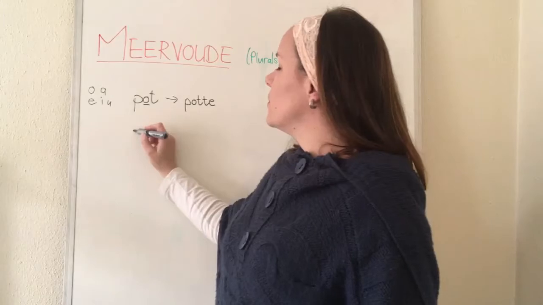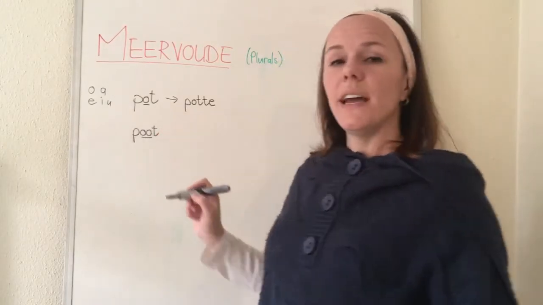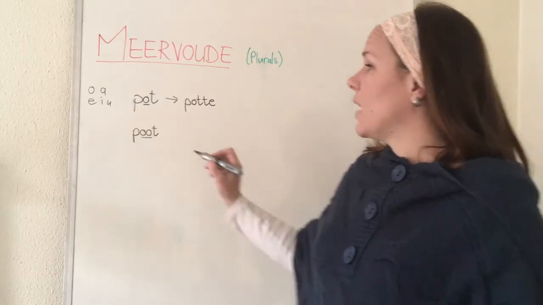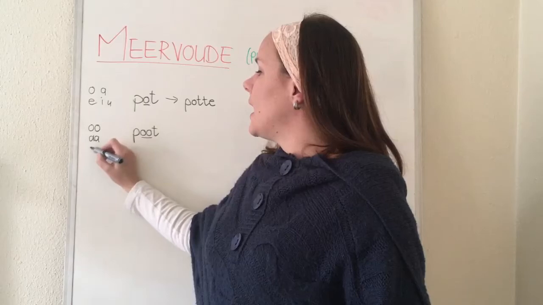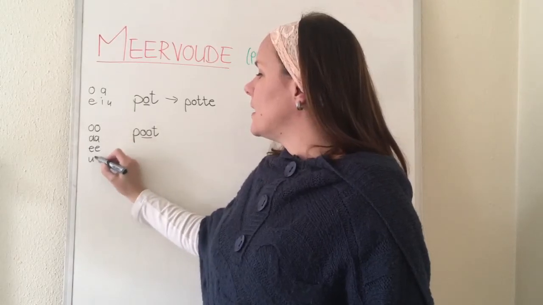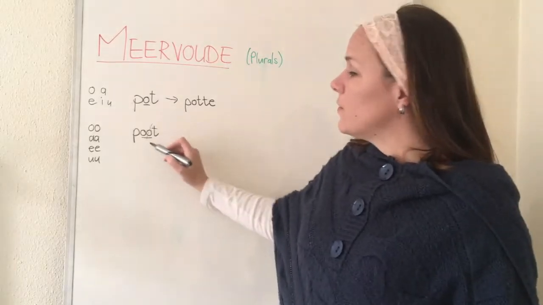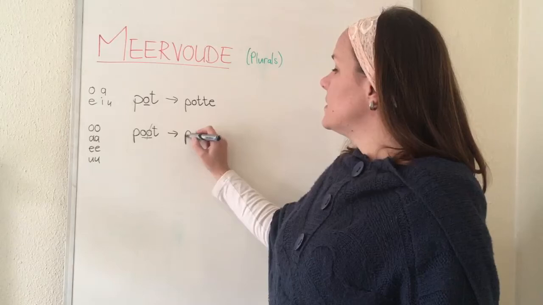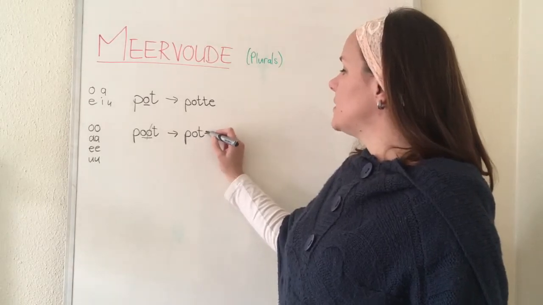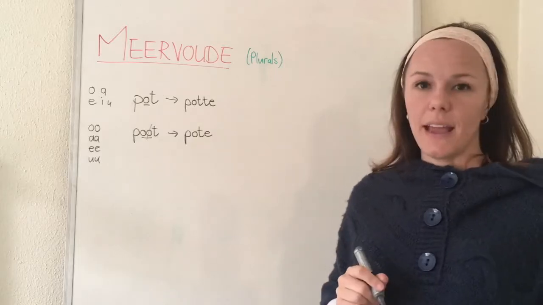The next rule is when we have twin vowels. That's when we have 2 of the same vowels next to each other, like a double O, double A, double E, and so on. And the rule there is that we remove 1 twin and add E. So poot becomes pote with 1 O and an E at the end.